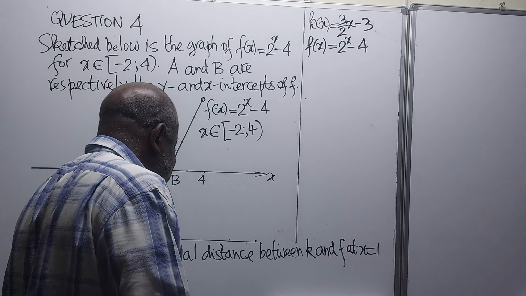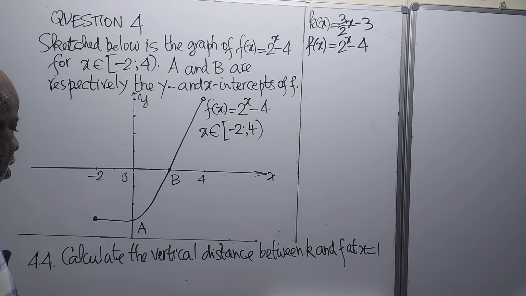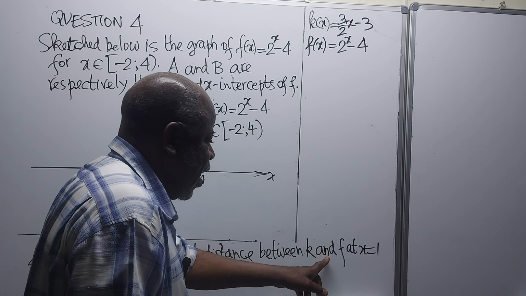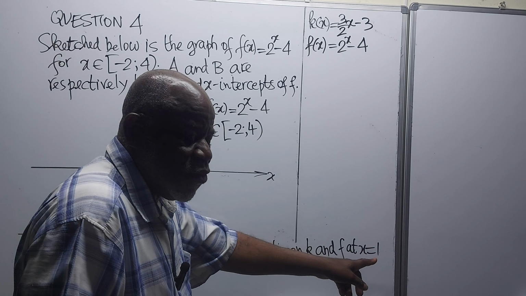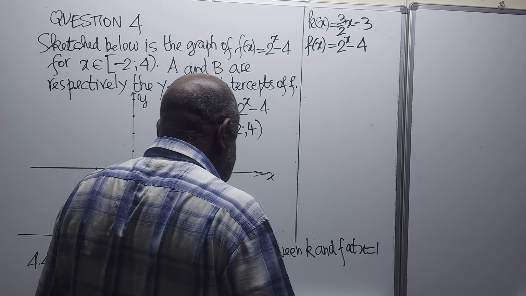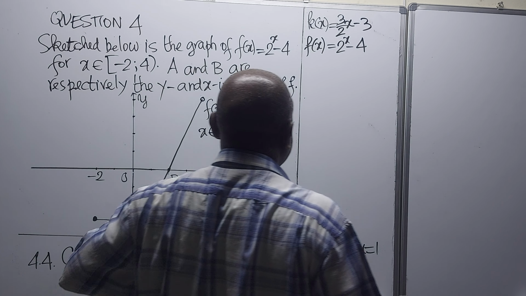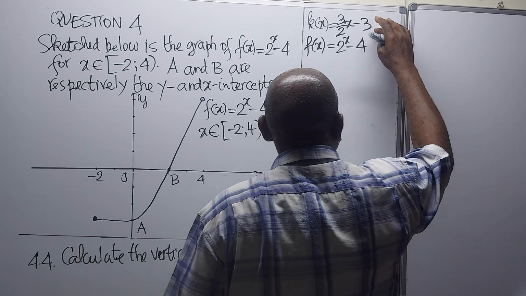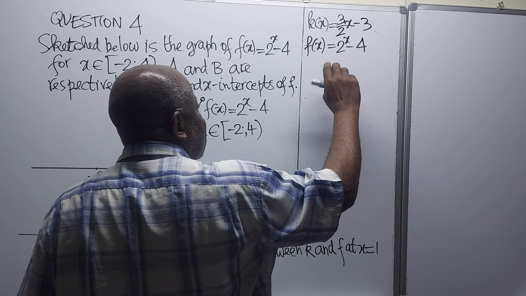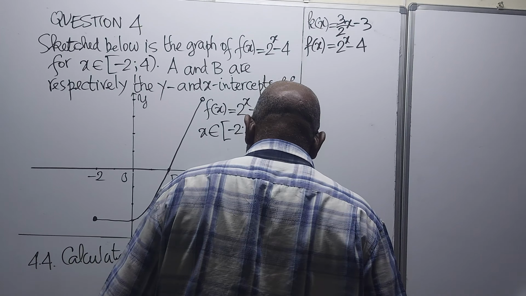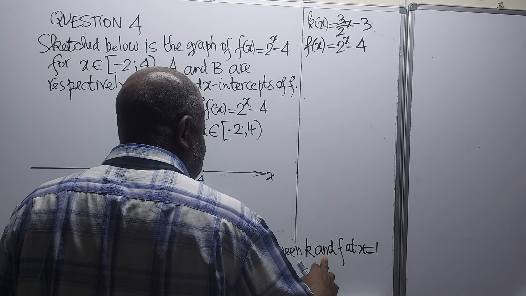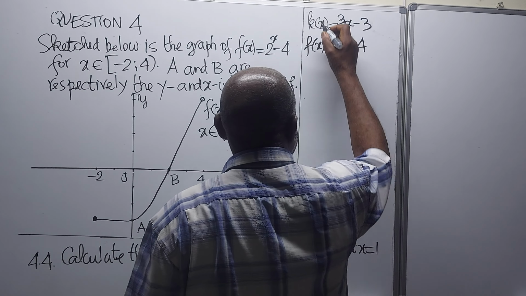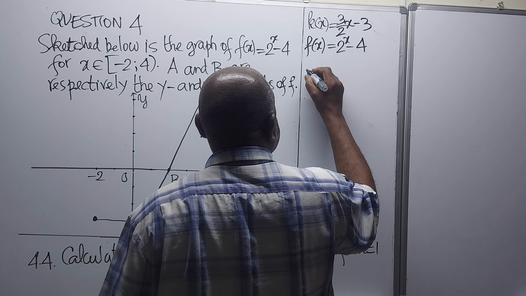Okay, so this is the next question 4.4. Calculate the vertical distance between k and f at x is equal to 1. We know the equation of these two functions. K of x is 3 over 2x minus 3 and f of x is 2 to the power of x minus 4. The distance between these two functions at x is equal to 1 will be like this. We're going to replace x by 1.